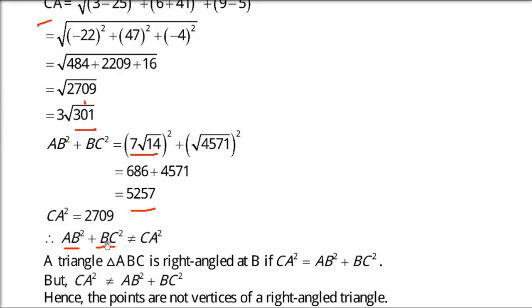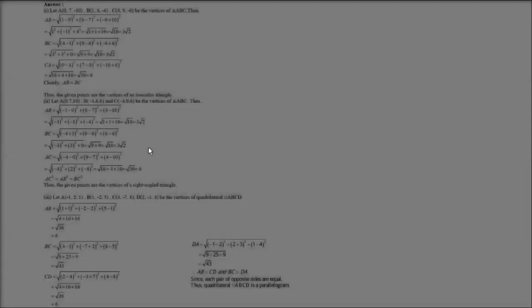In AB, BC, AC, take the longest side, square it. Take the other 2, square them, add them. If it comes to the longest side square, then it is a right angle triangle, otherwise it is not.